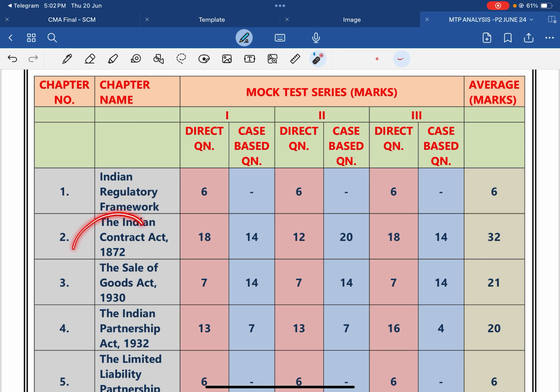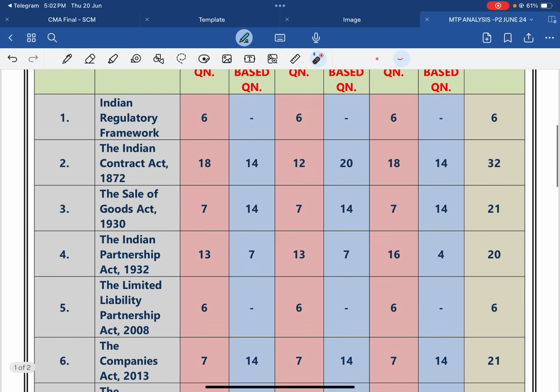Then question number 2 comes to Indian Contract Act. They are asking for 18 marks on an average, a direct question, and then a case based question from 15 to 18 marks. Equally they are asking. So on an average 32 marks is from which part? This Indian Contract Act part.